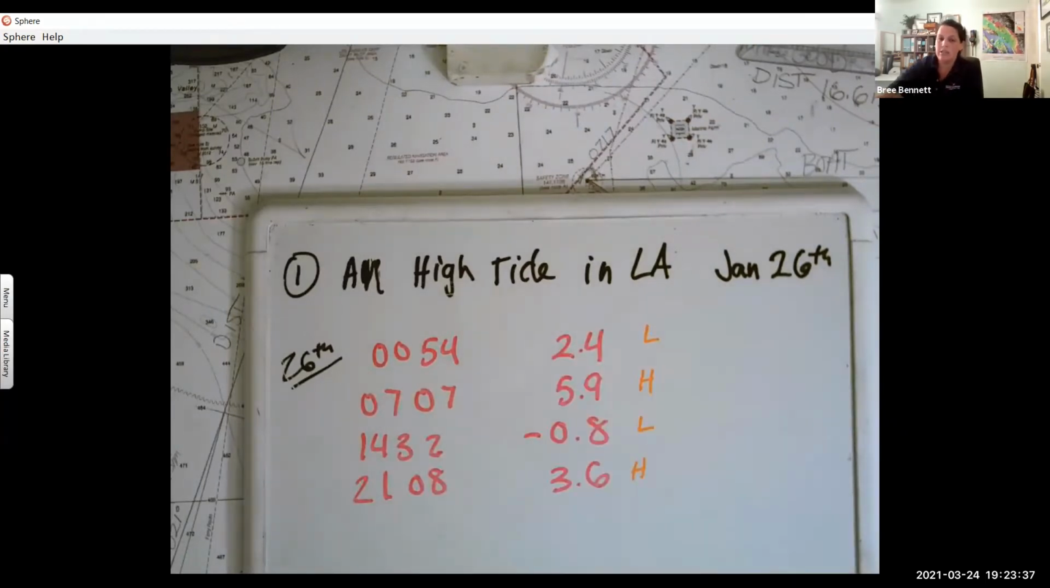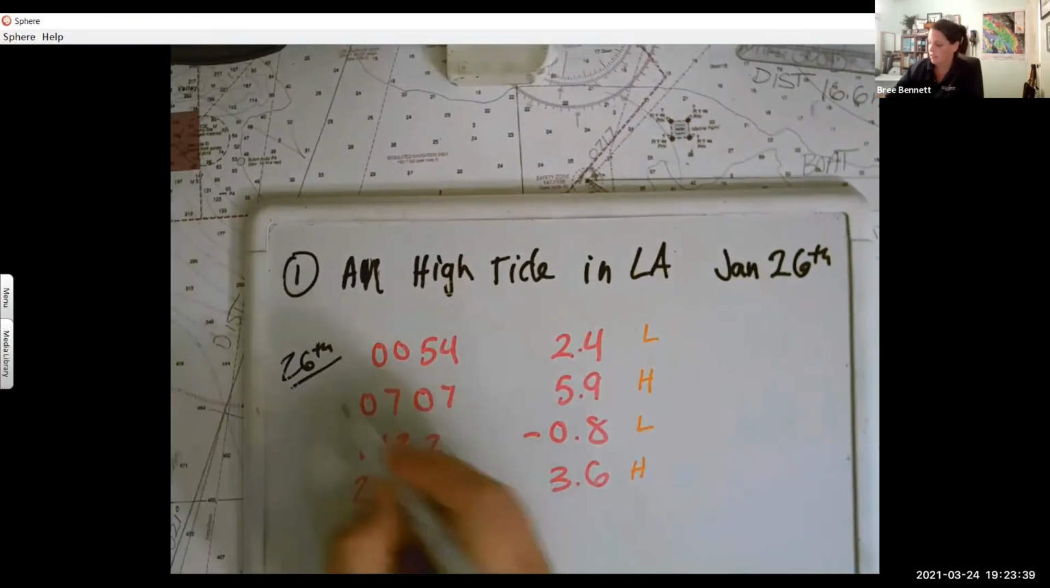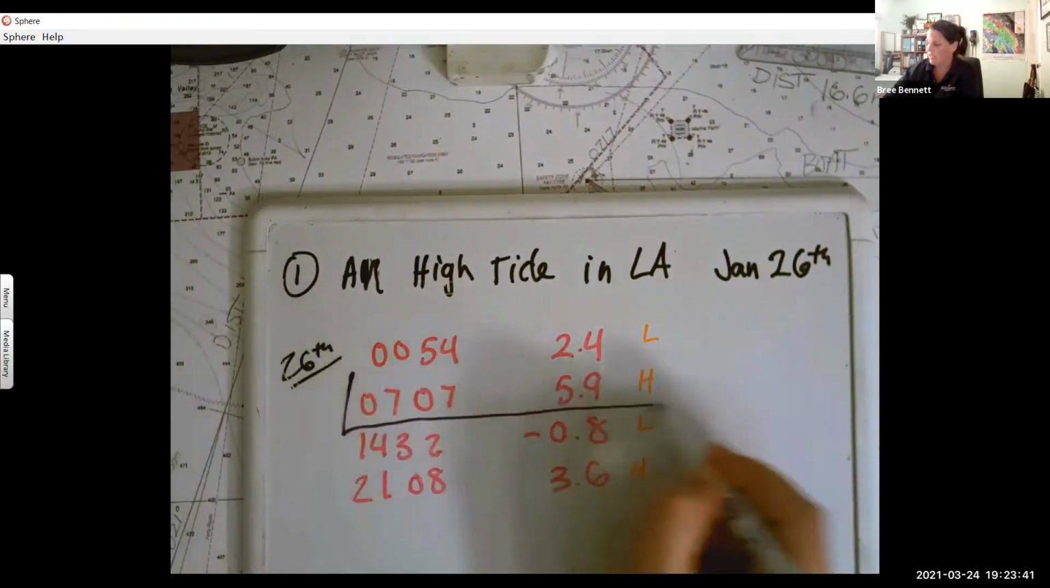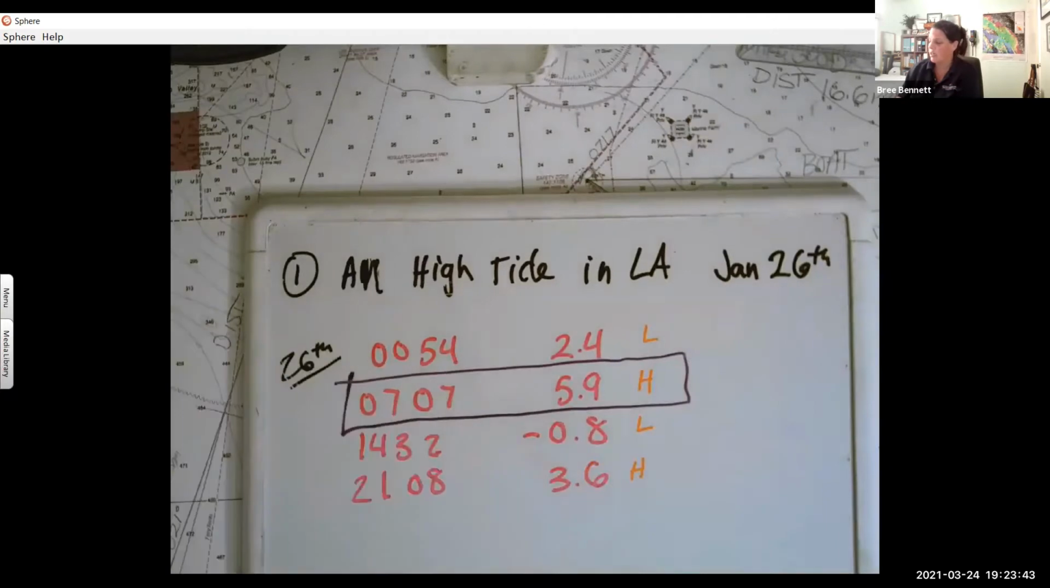So our answer is 707. Our AM high tide will be 5.9. Our PM high tide is 2108 at 3.6. So I'm looking for a higher high than we want the morning tide.